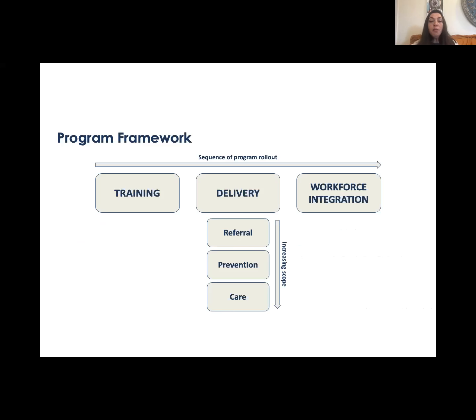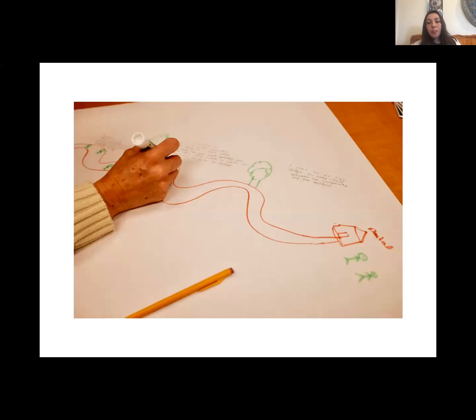And this is the program framework, basically, from the training to delivery to workforce integration, and what that delivery looks like. Next slide, please. There's some mapping that we were doing, some visual thinking about if we were a patient, what would it take for us? Where are we going to go to receive what we need, basically, to improve children's oral health. Next slide, please.